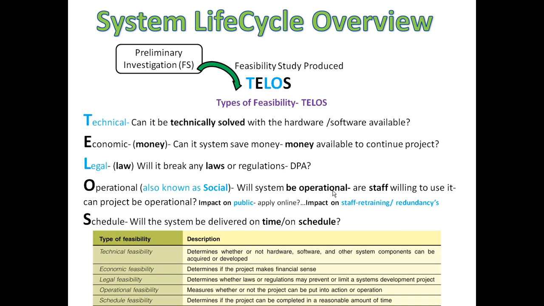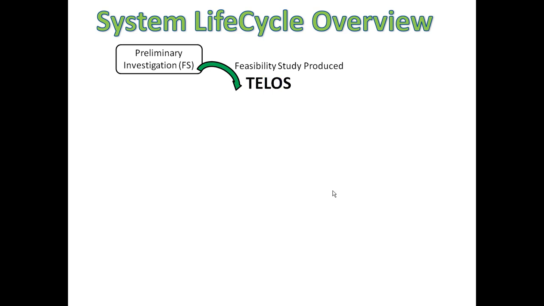Will there be redundancies? And schedule is, will it be delivered on time? Will it meet the schedule? To do this, they usually use a Gantt chart. After you've carried out the investigation, at the end of it a feasibility study will be produced. If they decide to go ahead with the project, they'll need to analyse the problem.